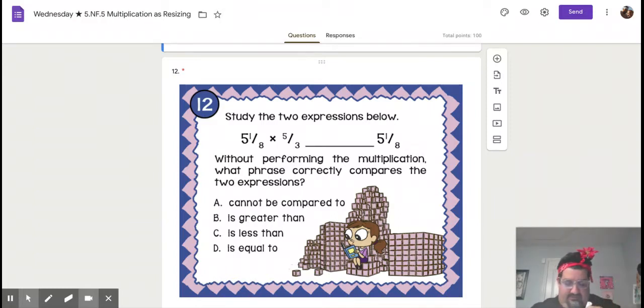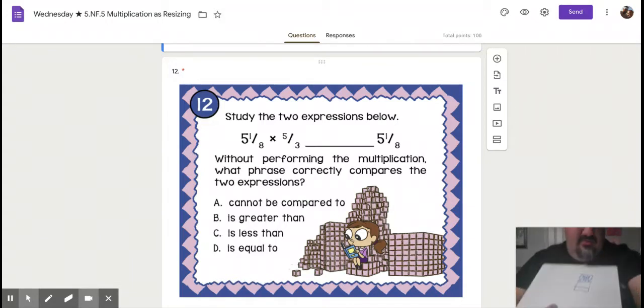So we got 5/3. So that means I got to draw. That's 1/3. So we got 3/3 right there. So that's one whole. We got to draw another one. And that leaves us 5/3. So that's more than 1.